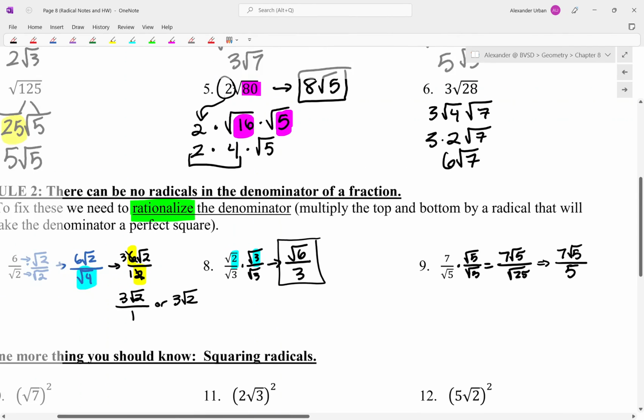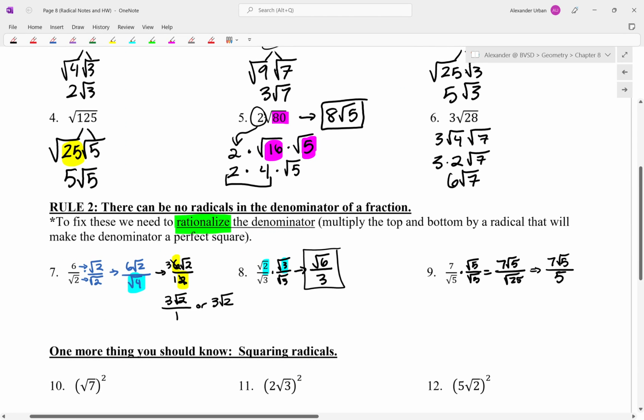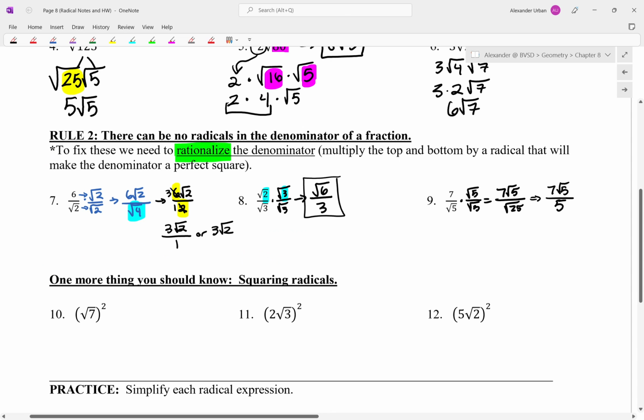Go ahead, if you need to, you can always go back a couple minutes, watch this again at 2x speed or 1.5 speed. That really helps me. I hope you're trying that.